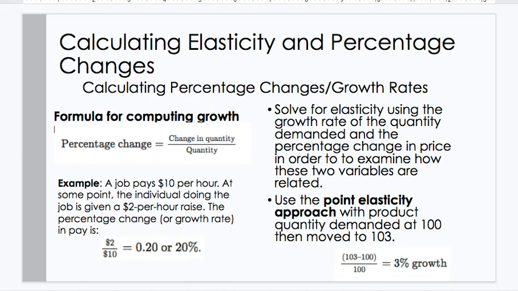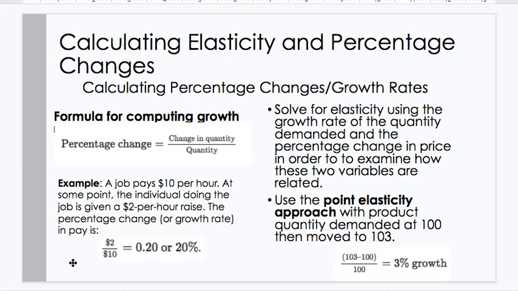Calculating elasticity and percentage changes. Calculating percentage changes and growth rates. Formula for computing growth: percentage change equals change in quantity over quantity. Example: a job pays $10 per hour. At some point, the individual doing the job is given a $2 per hour raise. The percentage change or growth rate in pay is $2, the change, over $10, the original amount, which is 0.2.